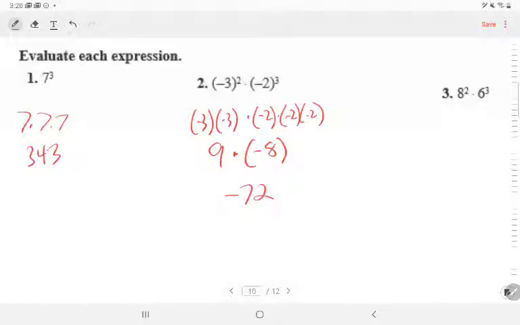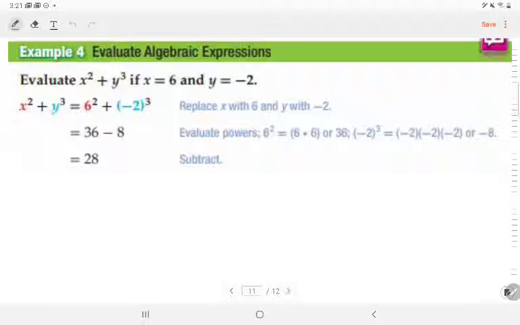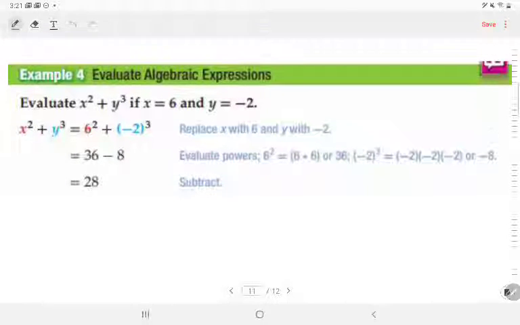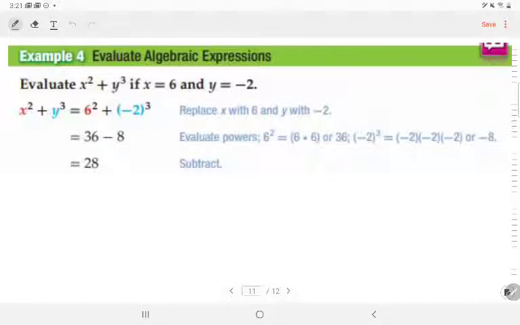All right. This last one would be 8 times 8 times 6 times 6 times 6. 8 times 8 is 64. And 6 times 6 times 6 is 216. And 216 times 64 would be 13,824. Okay? All right.